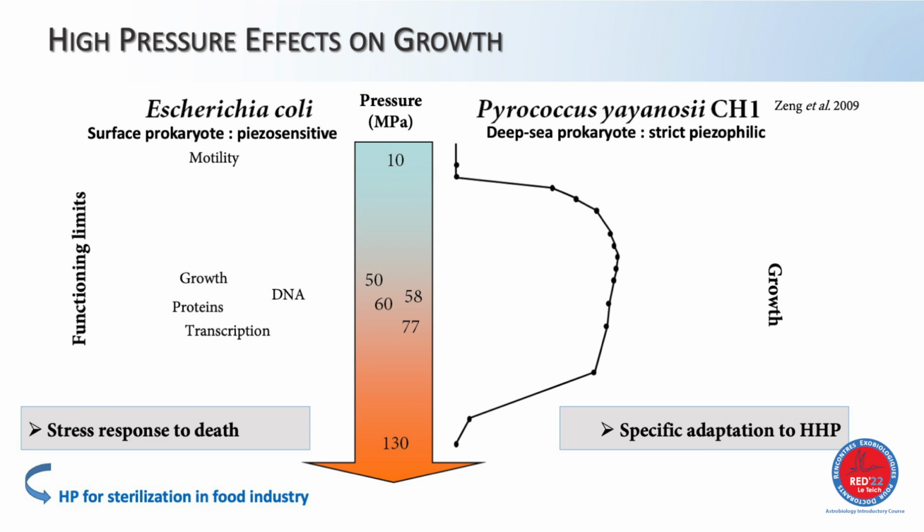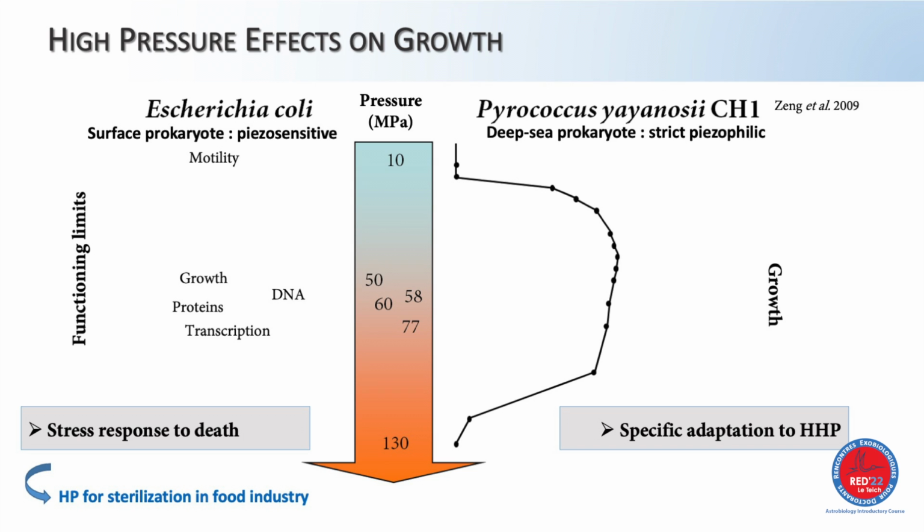So here is an example of how high pressure is really different between subsurface microorganisms and deep sea microorganisms. You have the most common strain we use in the microbiology lab, E. coli, which is really sensitive to high pressure. You see that between 50 MPa and 80 MPa, all the metabolism is inhibited, compared to this strain, which is a strict piezophile, where the optimum growth appears at those little pressure. So we know that we have specific adaptation in those deep sea microorganisms.